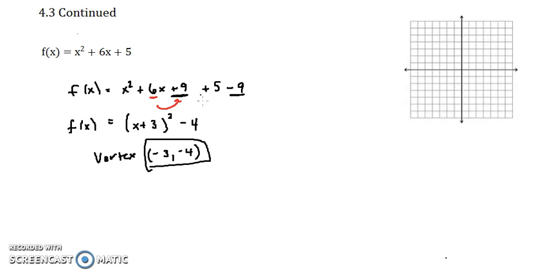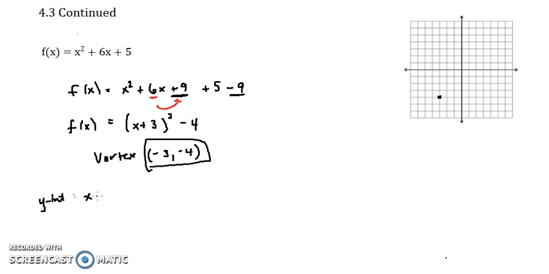Okay, so I came back and cleaned this up a little bit to make some space and added a graph so that we can go ahead and graph this. So we've got our vertex at negative 3, negative 4. So that's right here.